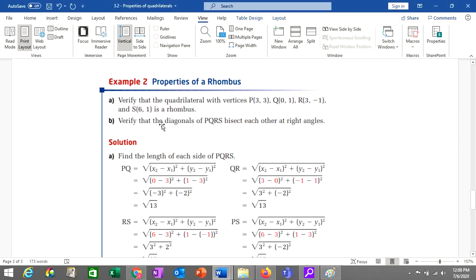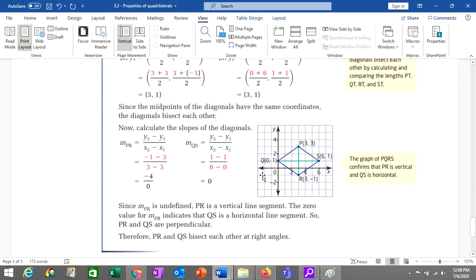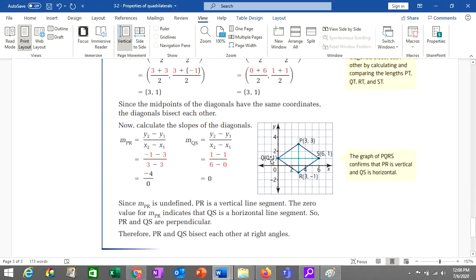Part B. Verify the diagonals of PQRS bisect each other at right angles. All right, let's be a little bit careful with this. So what do we mean by diagonals? So diagonal in this case doesn't necessarily mean that the line itself is diagonal on a graph. What it means is if you look at your rhombus, a diagonal is defined as the line that goes from a point on one side of the quadrilateral to the point on the opposite side. Okay, so in this case your diagonal is a horizontal line, it's a straight line. But we call it a diagonal because it's not one of the lines on the outside of the figure, right?